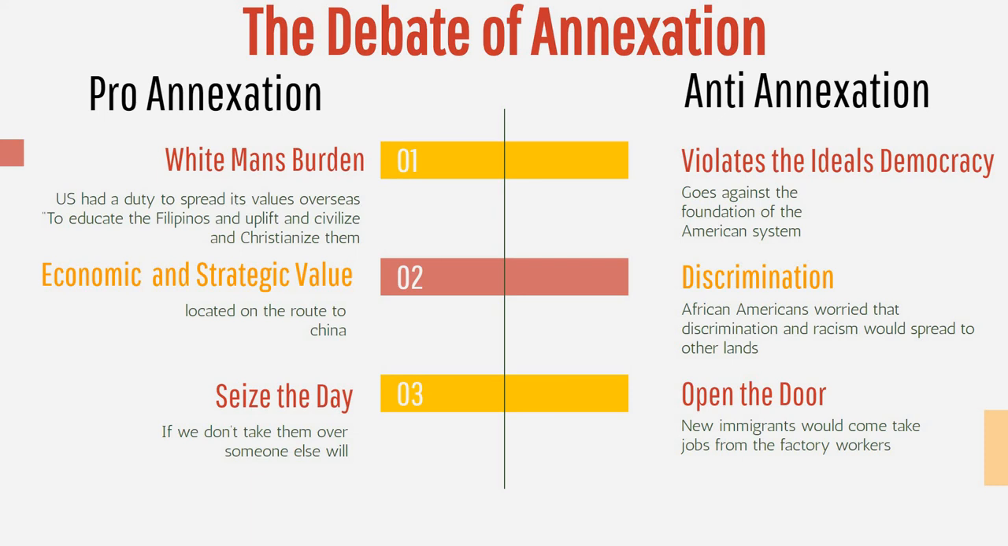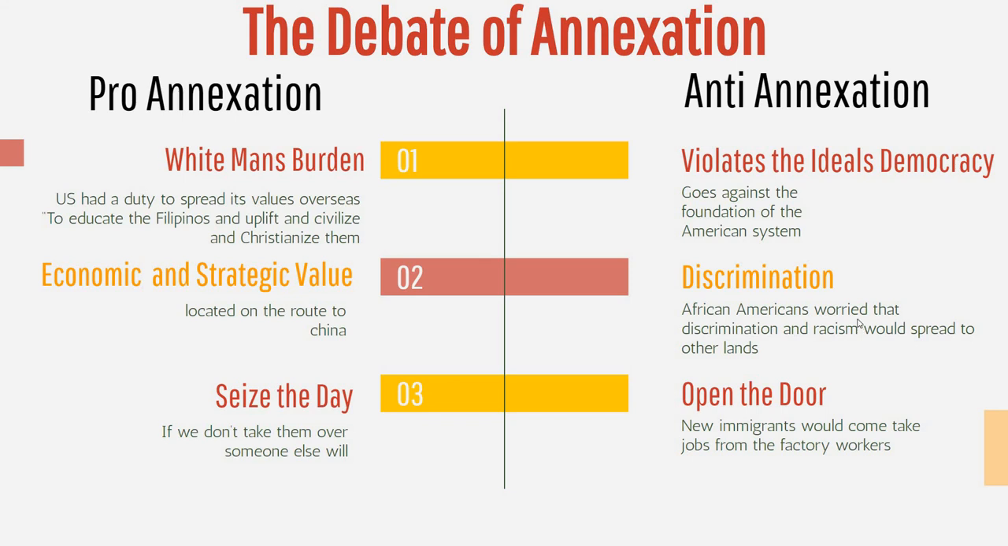There was a major concern, especially among African Americans, that the discrimination going on in the United States, which we're going to talk about in our next unit, would spread and become more commonplace in the world. So that's a major concern here. And then, of course, opening the door: that these new immigrants would come in from the Philippines and take jobs from factory workers. So there are arguments for and against, some positive, some negative.